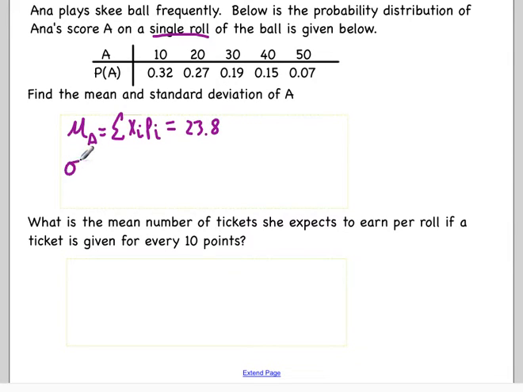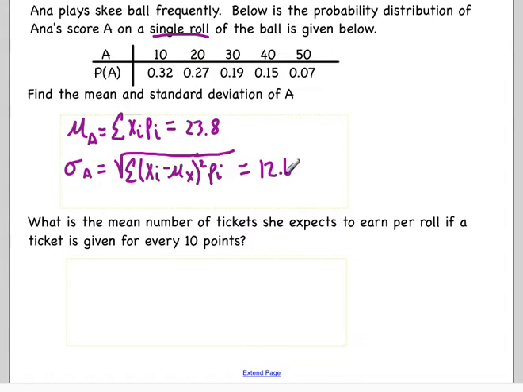For the standard deviation, again, we have to write out the formula. So it's the square root of sigma, parentheses, xi minus mu x, all that squared, times pi. All of that's under the square root. And again, the calculator told us that the standard deviation was 12.63.